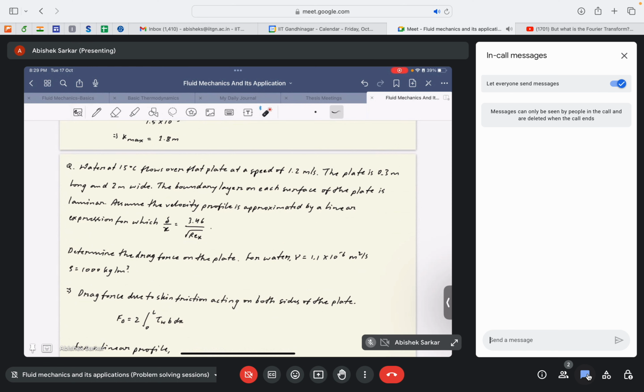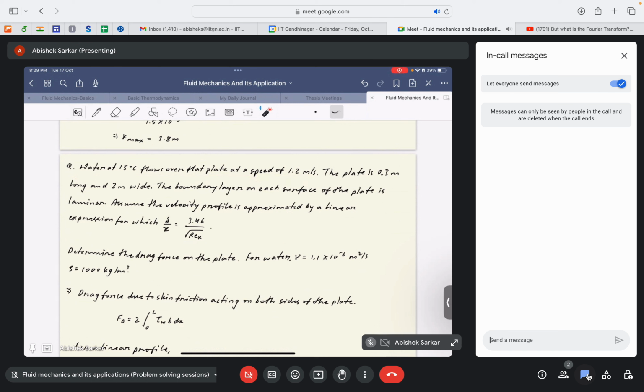Okay then, water at 15 degrees Celsius flows over a flat plate at a speed of 1.2 meter per second. Okay, so this sentence itself gives us two pieces of information. What are they? First, the geometry: it is a flat plate, and it also tells us that the speed of the free stream, or U infinity, is 1.2 meter per second. Okay, the plate is 0.3 meter long and 2 meter wide. Okay, these are just the dimensions. Long in the sense that it is given that this is 0.3 meter long. It tells us that the leading edge starts from x equal to 0 and the trailing edge is at x equal to 0.3 meter.